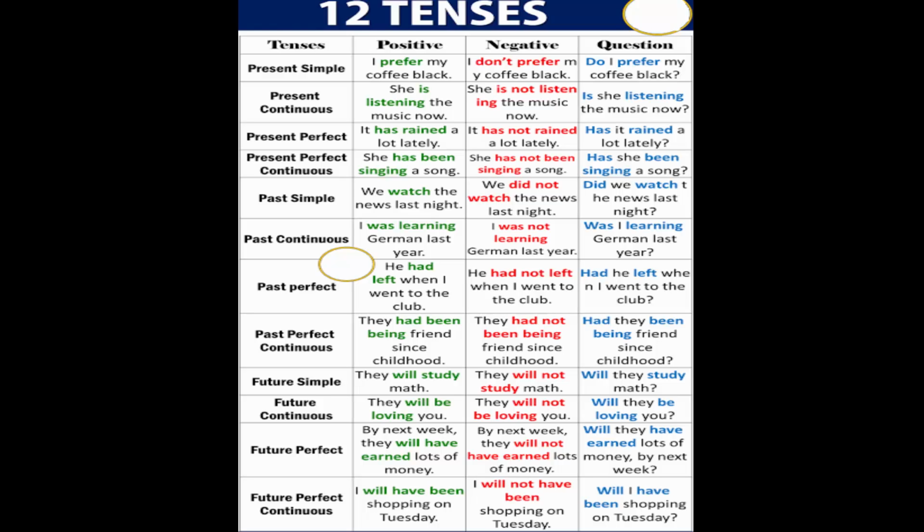Present perfect, it has rained a lot lately. It has not rained a lot lately. Has it rained a lot lately? Present perfect continuous. She has been singing a song. She has not been singing a song. Has she been singing a song?